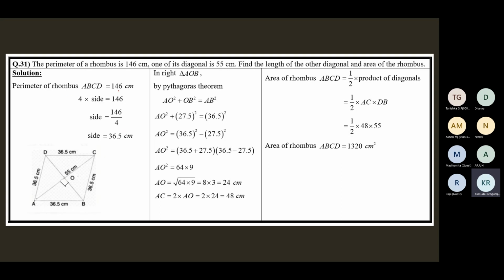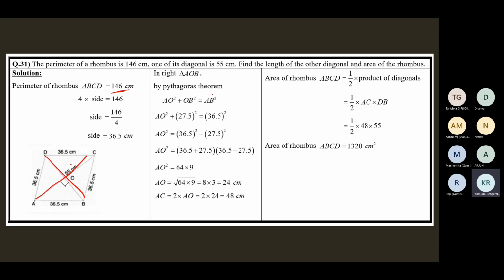So perimeter is given 146. 4 into side is 146. So side is equal to 36.5. So all the sides are 36.5. One diagonal is given, 55. So AC is 55. We need to find BD.